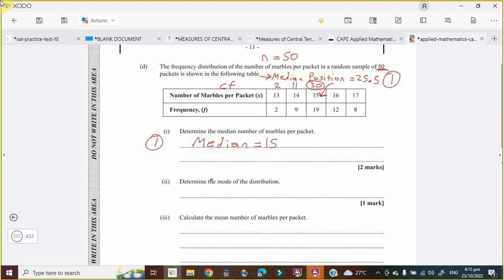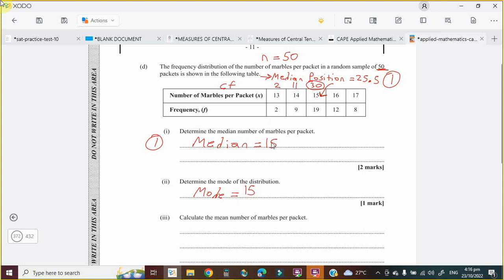Determine the mode. What's the mode? For this distribution, look at this one. It is grouped, but it is not a continuous group. Remember, we look at discontinuous and continuous group data. Exactly, the mode is just 15.